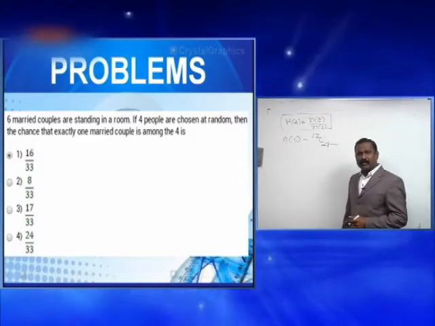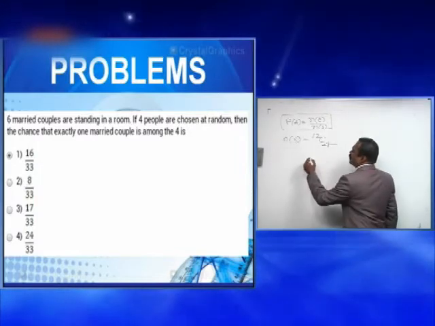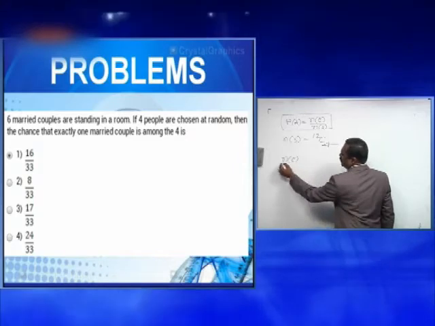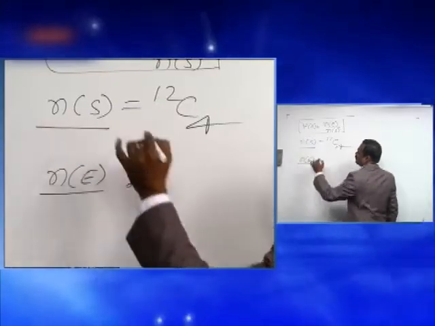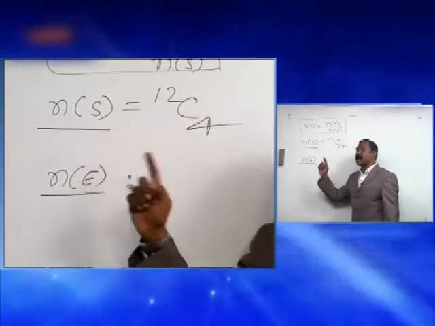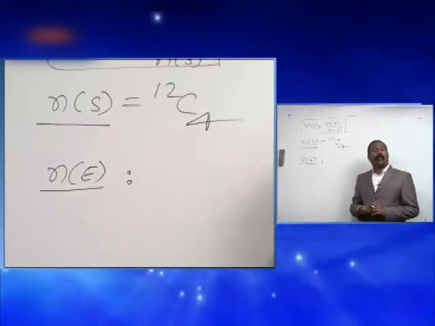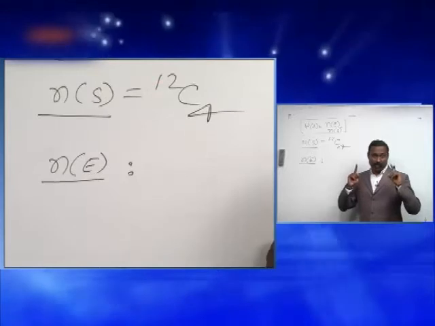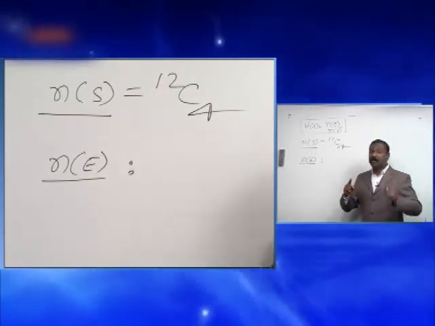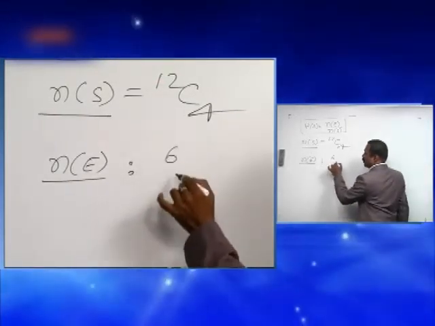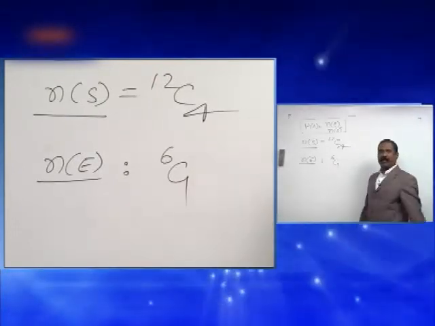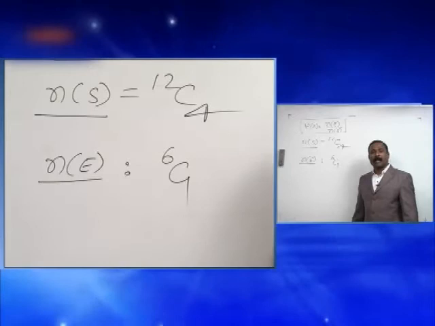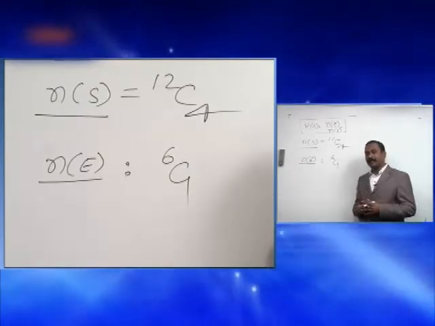So what I do, I'll tick. I'm writing N of E now. This is N of S written, the denominator written first. N of E I'm writing. Because I need only one married couple, and there are 6 married couples, I'll choose 1 from 6. I have chosen. It's the first operation I'm performing.